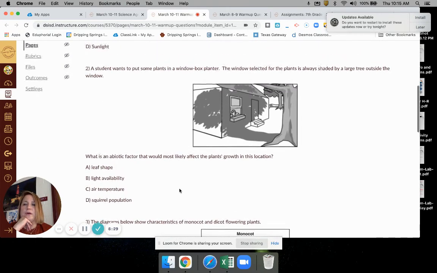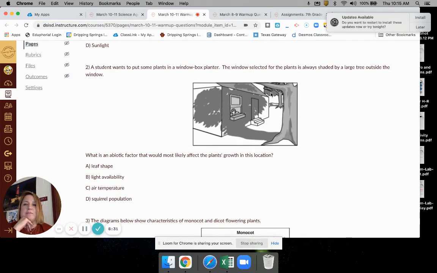Number 2, a student wants to put some plants in a window box planter. The window selected for the plants is always shaded by a large tree outside the window. What is an abiotic factor that would most likely affect the plant's growth in this location? So keyword, abiotic, non-living. So you can eliminate leaf shape and squirrel population because both of those things are alive. So that leaves light availability and air temperature.